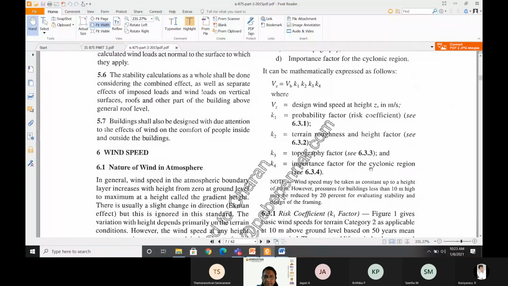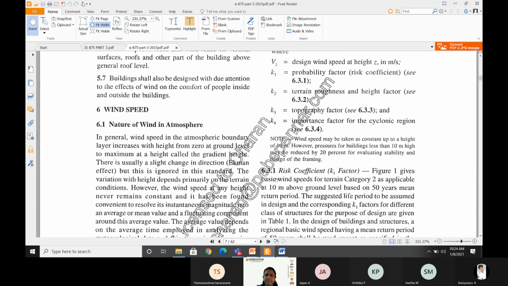So you know that when a cyclone comes to Chennai, but more than Chennai, we have many other places. Every year there is a cyclone. So the importance factor for the cyclonic region also has to be taken into consideration to find out the design wind speed. Each parameter K1, K2, K3, and K4 can be calculated. It is given in the codal provision in each category.